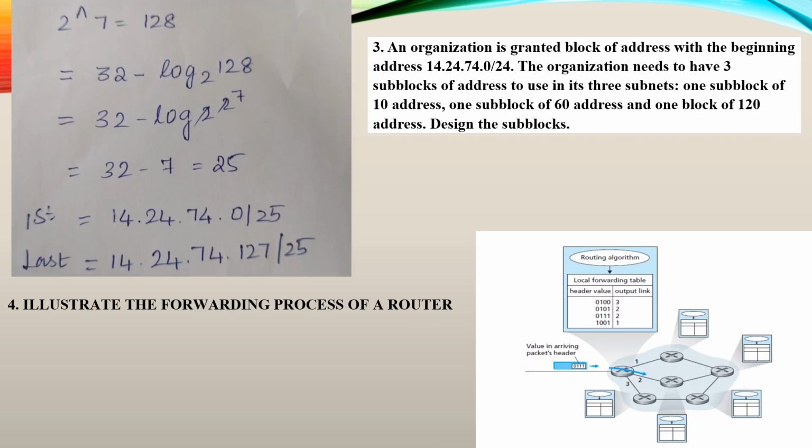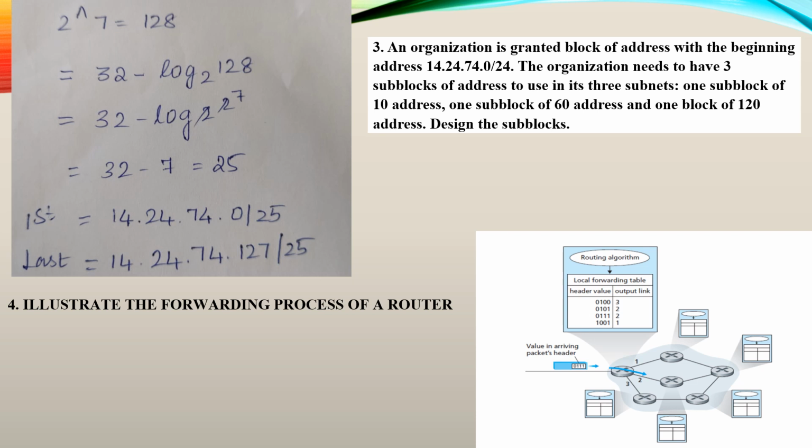So moving on to the next question, an organization is granted a block of addresses with the beginning address. So this is the IP address that has been provided. Now the organization has 3 subblocks of addresses. How? One subblock will have 10 addresses, another 60 addresses, and another 120 addresses. So here I have designed for 120 addresses.